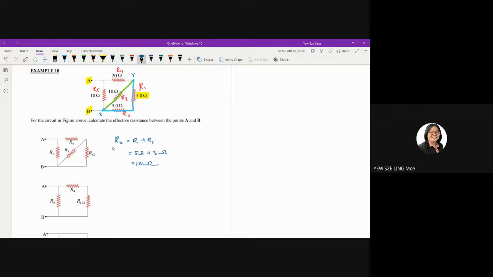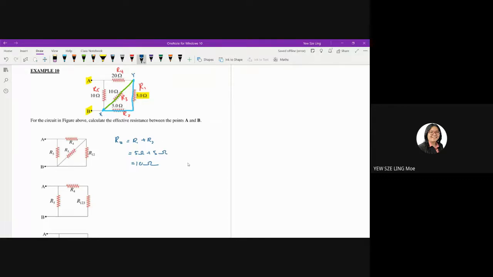Then do I have to simplify the green color path? No, I don't have to. Why? Because I have only one resistor lying on the green color path. Okay, so green color path, I can just leave it. Blue color path, I simplified it and I obtained 10 ohm.